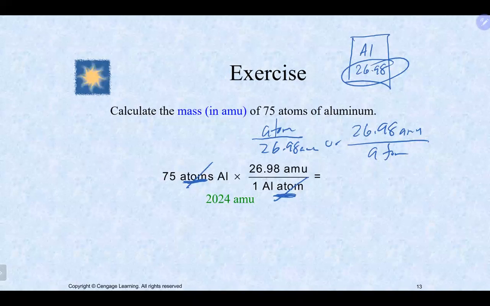Now, like I said before, you probably are not going to use AMU very much in terms of units. We will use more of molar mass, which uses units of grams per mole, which is a more convenient unit since we measure things out in grams. So it's a more convenient unit for us to use rather than AMU per atom. But again, you can use it if you're asked to calculate something in AMU.